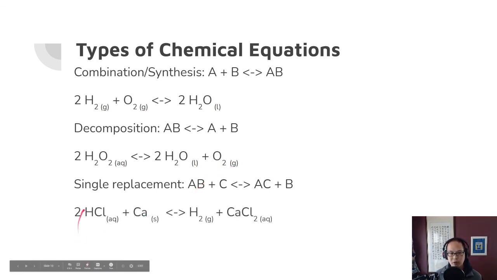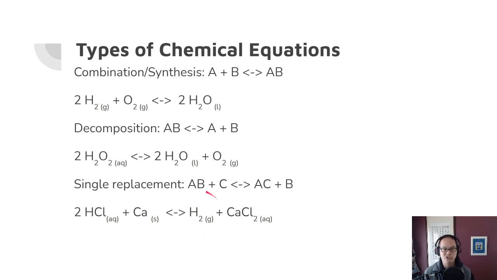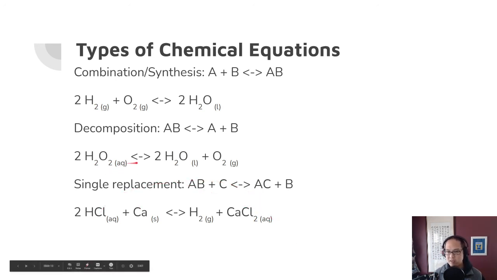Here's an example: 2HCl plus Ca. Ca is the home wrecker. Ca links up with Cl and becomes CaCl2, and H gets kicked to the curb. It becomes hydrogen on its own. So that's single replacement, when you're replacing one thing. This is a slide that you should save for reference.